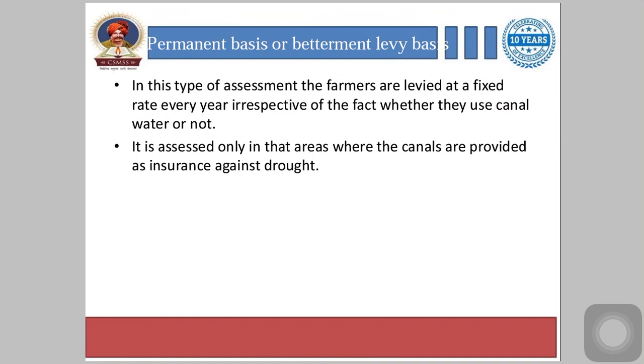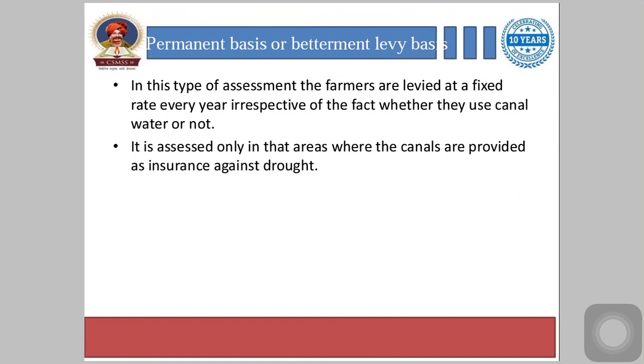This method is a combination of water charges and land revenue. So some states in India collect both the revenues together, but it is not normally in practice. Next is the permanent basis or betterment levy basis.